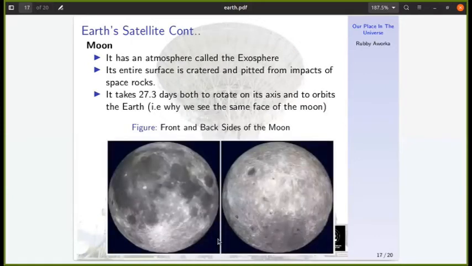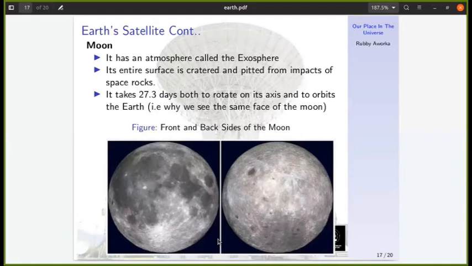It has an atmosphere called the exosphere. So the exosphere is a thin layer that surrounds a planet or a natural satellite. Its entire surface is cratered and pitted from impact of space rocks. So when you look at the surface of the moon, you could see that it is cratered.